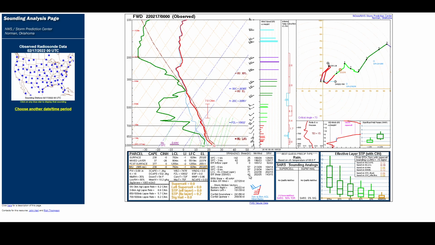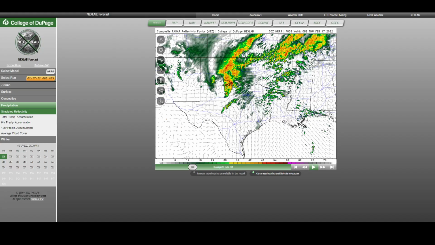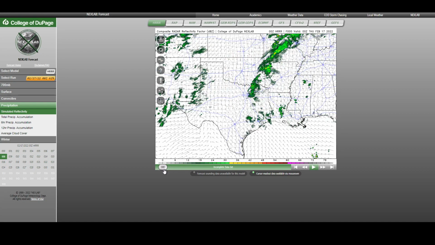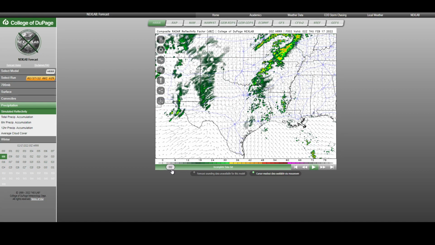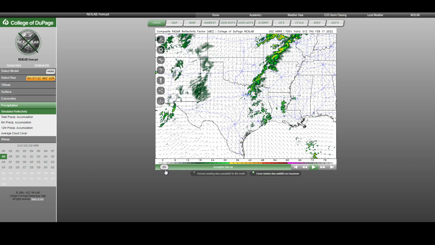So in this case, again, the CAPE is not good, instability is kind of poor, and the shear is not bad. It's moderate. You know, it is February. So let's look at the latest High Resolution Rapid Refresh model, also known as the HRRR. All right, this is just coming out as we speak.